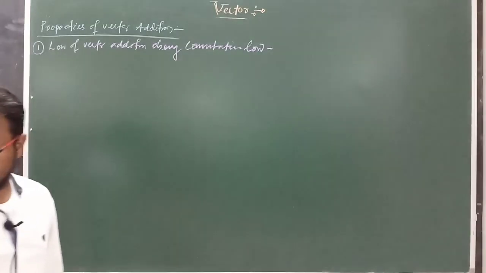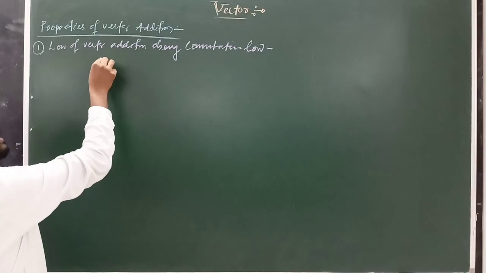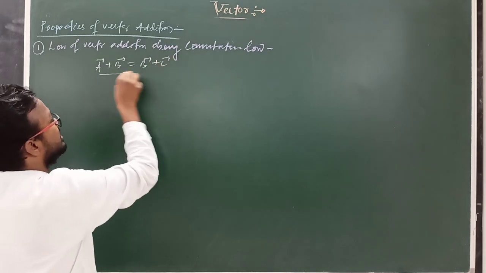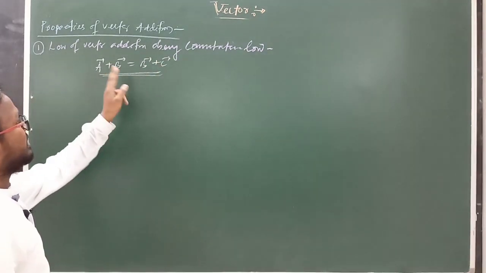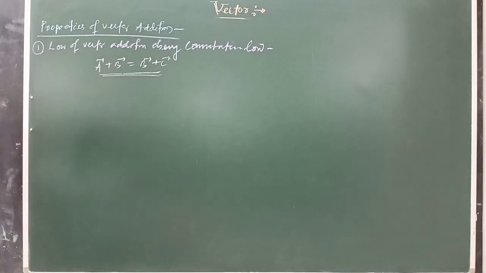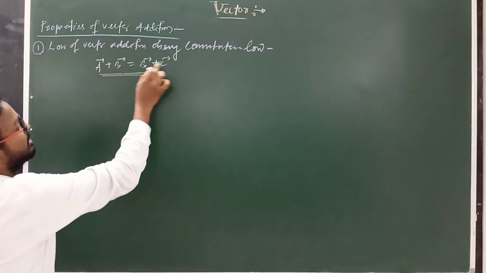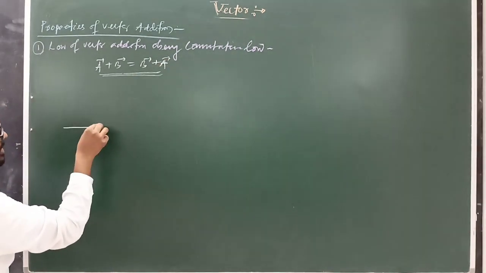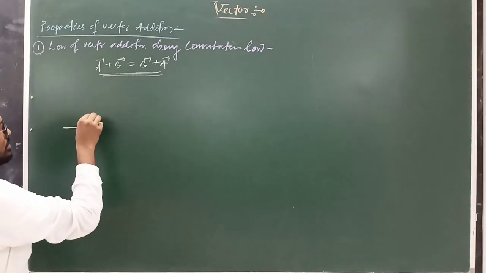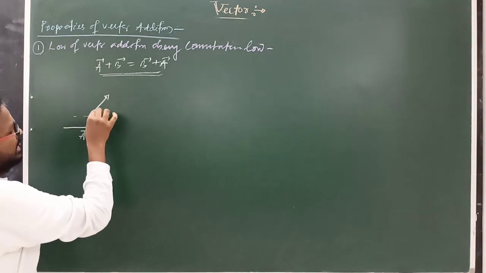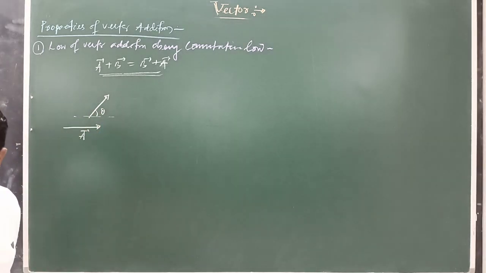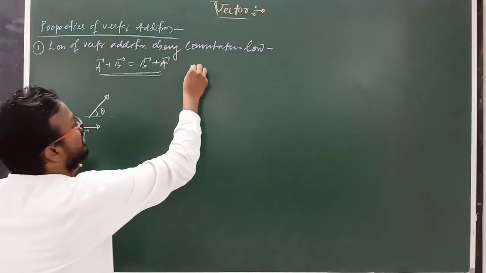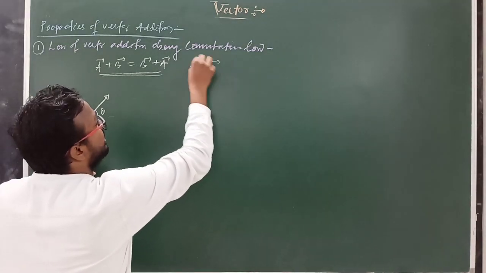So what is the commutative law? We know that if A plus B equals B plus A, then this law is known as the commutative law. So we have to prove here A plus B equals B plus A. This is the commutative law. Suppose there is a vector A whose magnitude is A, and another vector B which makes angle theta with A. Clear? So in this case we have to prove A plus B. First we have to prove A vector plus B vector.